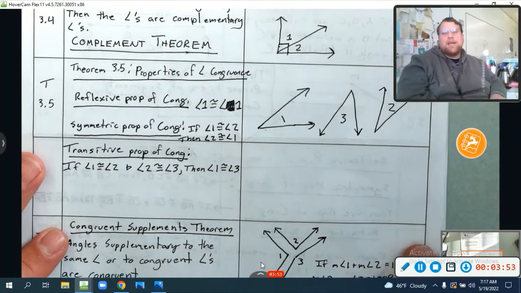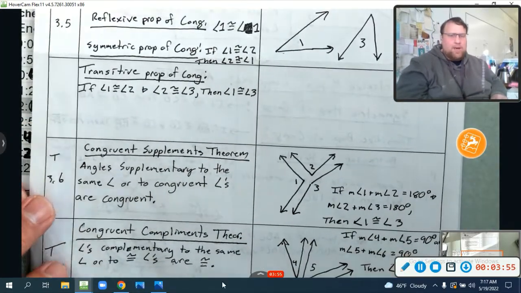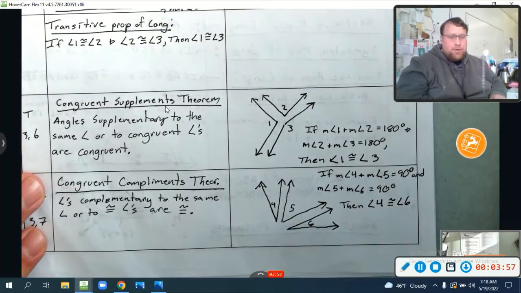Same things we did for segments, but we just have to restate it for angles. Isn't that weird? But true.